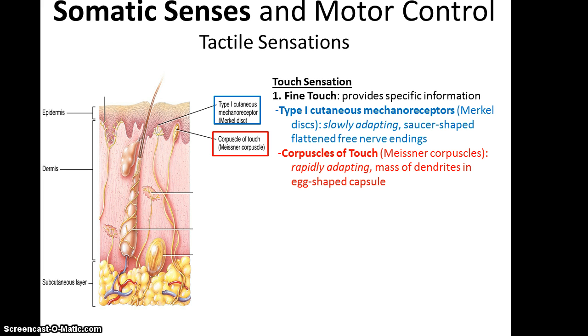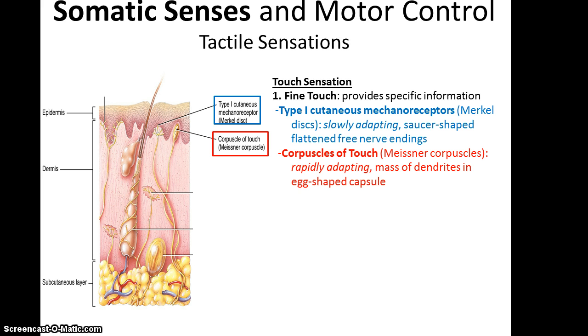So now we're going to talk about tactile sensations. These are senses that are detected through our skin. Now first, the most common tactile sensation is the sensation of touch. And this gets broken down into two big categories: fine touch and crude touch. With fine touch, you're detecting very specific types of touch. You'll be able to tell exactly where that touch is occurring, whether it's, say, rough or smooth, things like that.